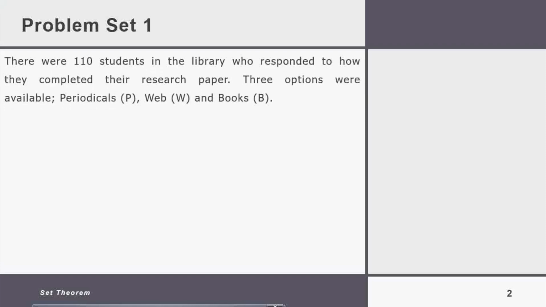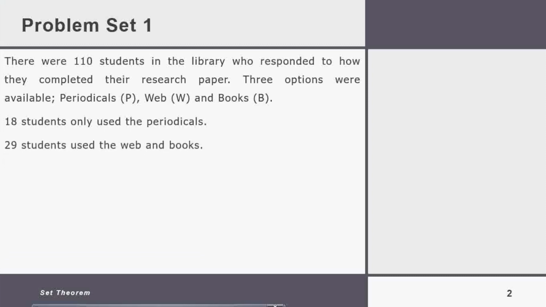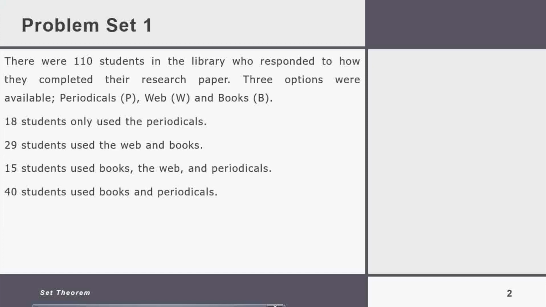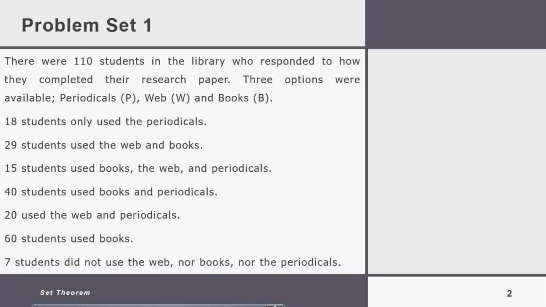So we are told that there were 110 students in the library who responded to how they completed their research paper. Three options were available. We have periodicals, P, we have web, W, and we have books, B. So 18 students only used periodicals, 29 students used the web and books, 15 students used books, the web, and periodicals, 40 students used books and periodicals, 20 students used the web and periodicals, 60 students used books, and 7 students did not use the web, nor the books, nor the periodicals.